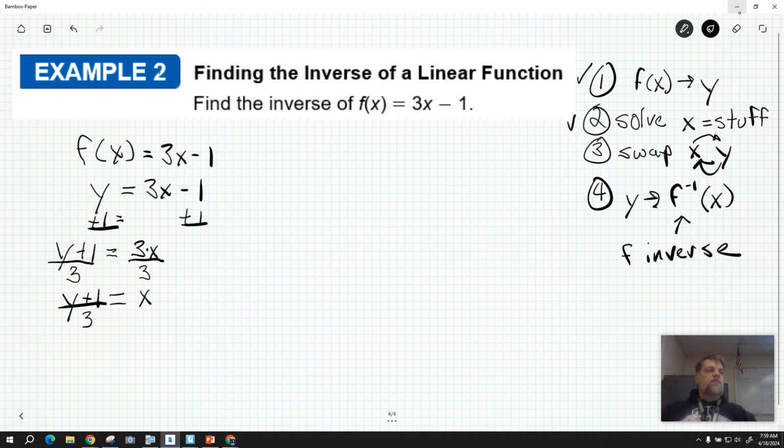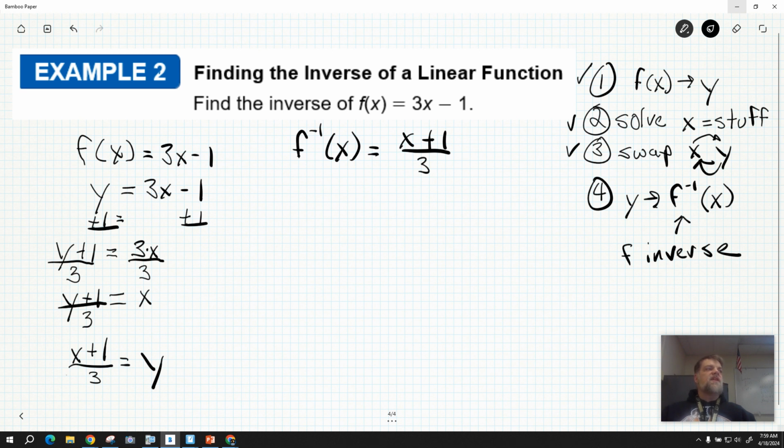Next step, 3. Wherever there's an x, we put a y. Wherever there's a y, we put an x. So I've got x plus 1 over 3 equals y. Check that off the list. Step 4. Now I'm going to switch the order because I just want to. So I'm going to say f inverse of x is equal to this stuff right here. X plus 1 divided by 3.